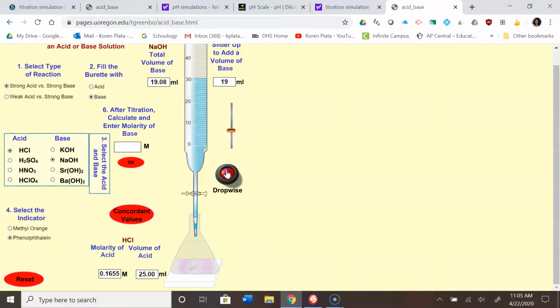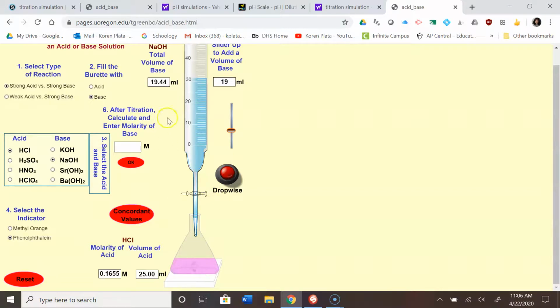So dropwise, I'm going to add base. Notice that it's going in just drop by drop. The pink color is still there, but it's not there permanently. What I'm looking for is just the faintest pink color to stay. That's when I know that I've reached my endpoint. And this is the trick when you're in lab physically doing it yourself. Oh, there it is. There it is.